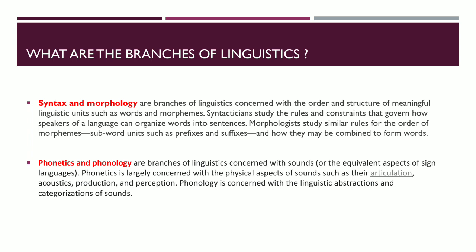This means when we talk about syntax and morphology, we talk about the whole structure of the sentence and the structure of the words. Syntacticians study the rules and constraints that govern how speakers of a language can organize words into sentences. So here we can understand that the main goal of syntactic scholars is to give us the constraints and the rules of how we can arrange or organize words into sentences.